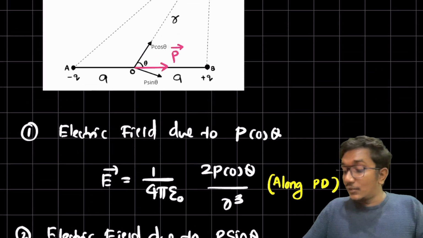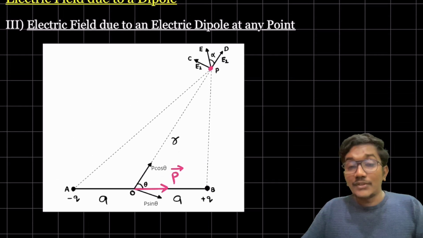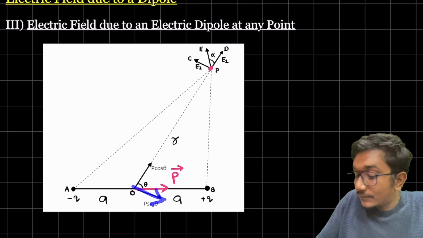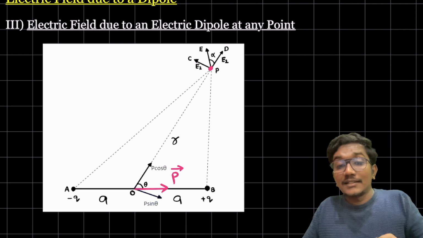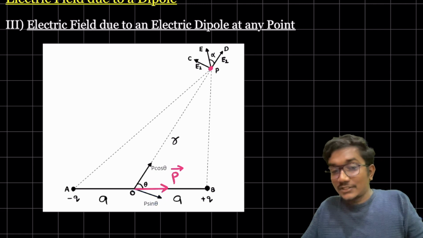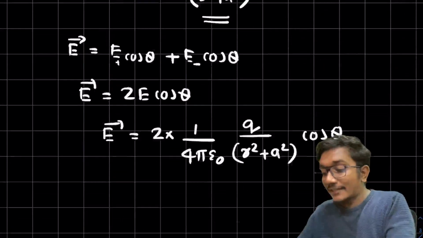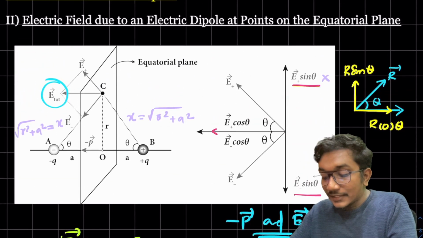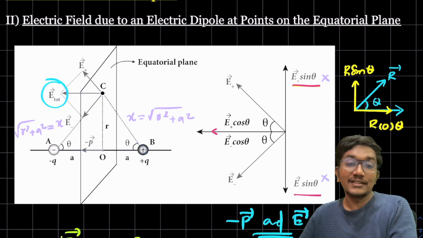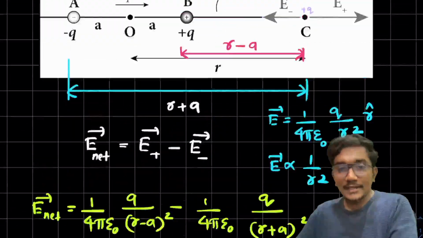Look at this. In which direction would it be? We already learned that the electric field and the dipole moment are supposed to be in the opposite direction. Those who have doubt, I'm going back there. Look at this. Here, dipole moment is in this direction and electric field is in the opposite direction.